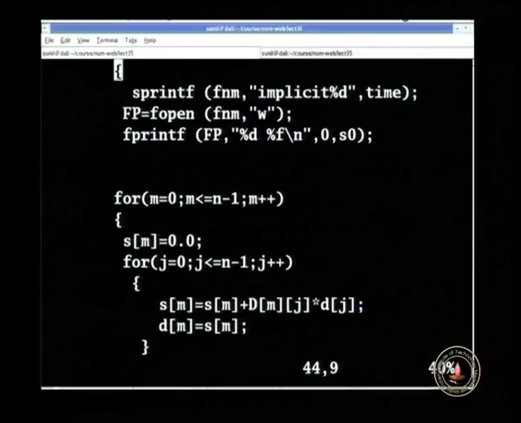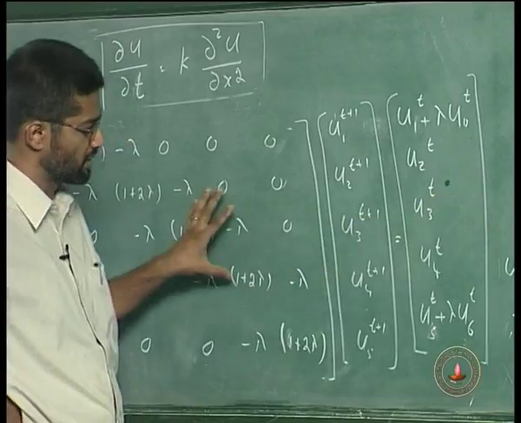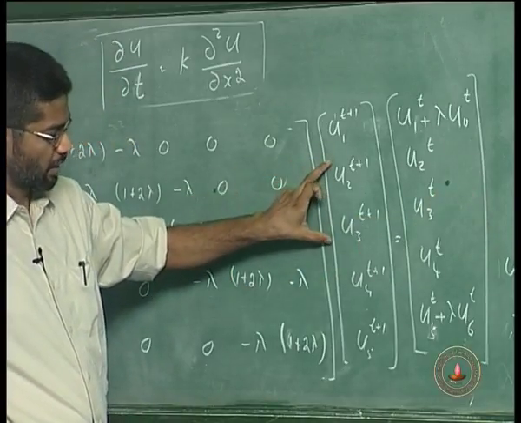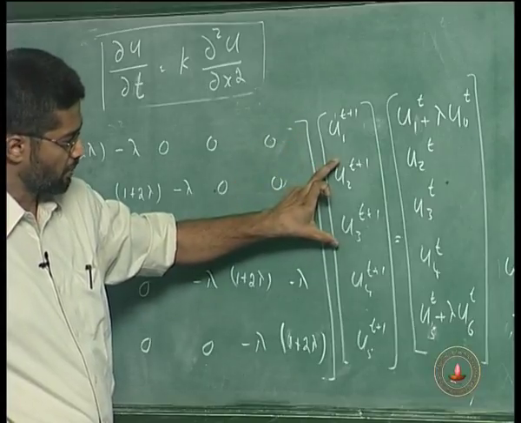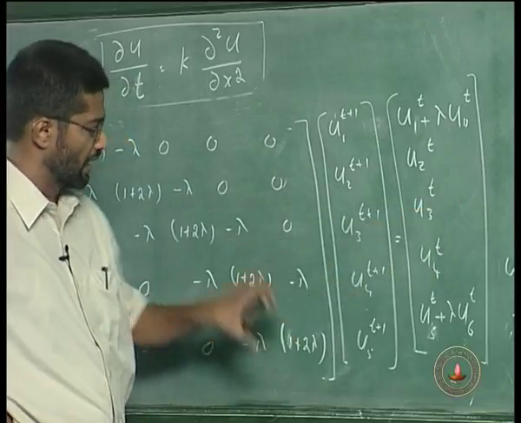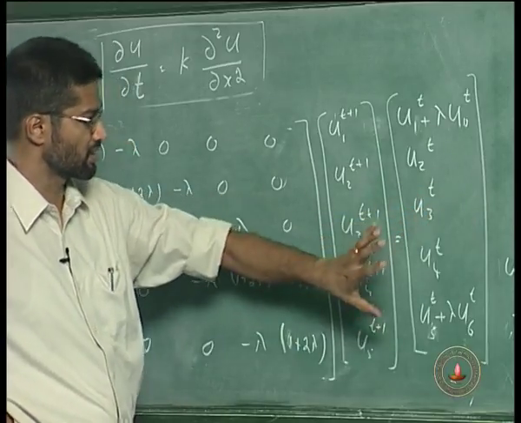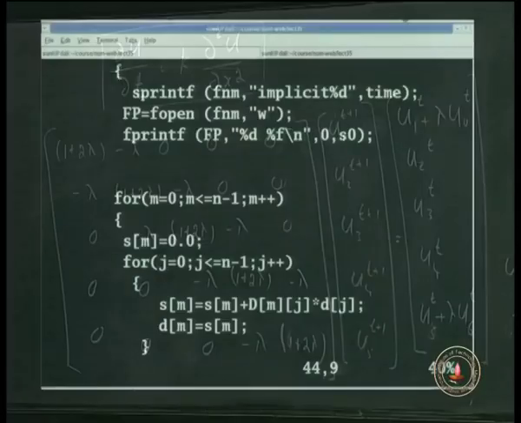Okay, so the method is this: I find the inverse of this matrix, and multiply this column vector here by the inverse of this matrix, and I find at time t plus 1 what the values are. Then I transfer the time t plus 1 values into time t into this vector, and again multiply it by the inverse of the matrix to get the next time step. Okay, so that's what we're doing here.